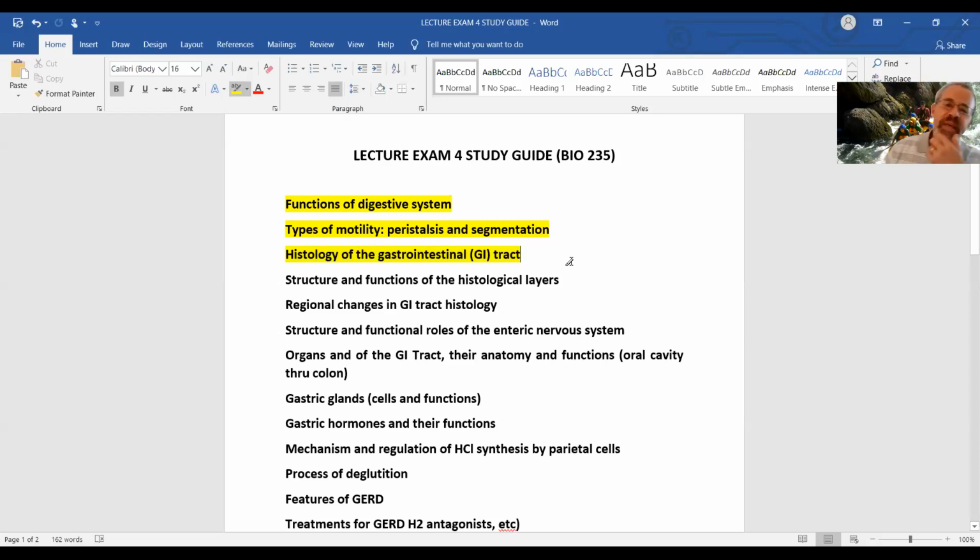We then spoke about the histology of the GI tract, so you should know the different layers and sublayers. For example, remember the mucosa contains the epithelium, lamina propria, all those. What is the important function of each layer?